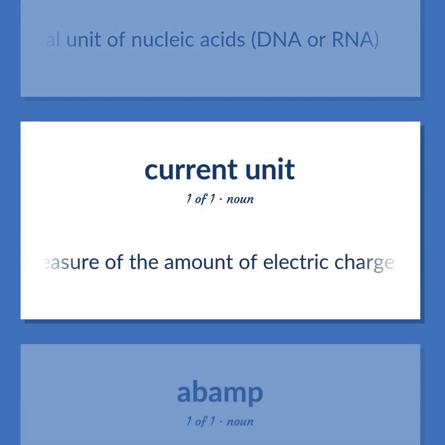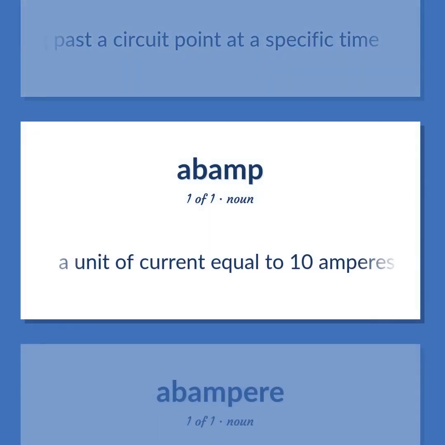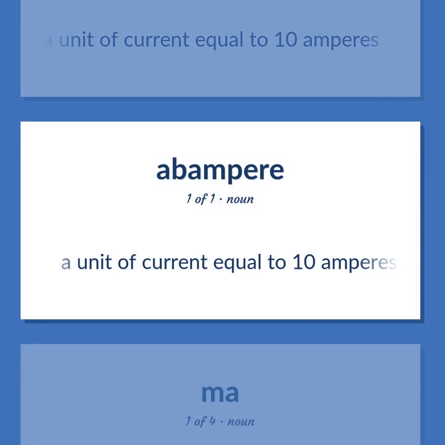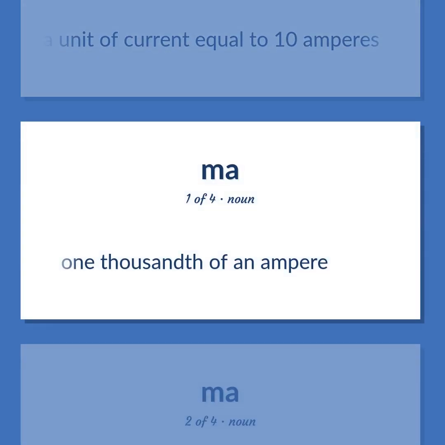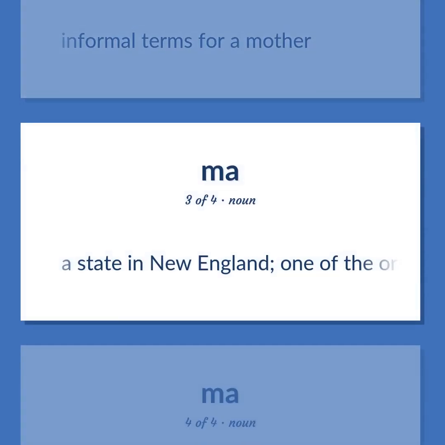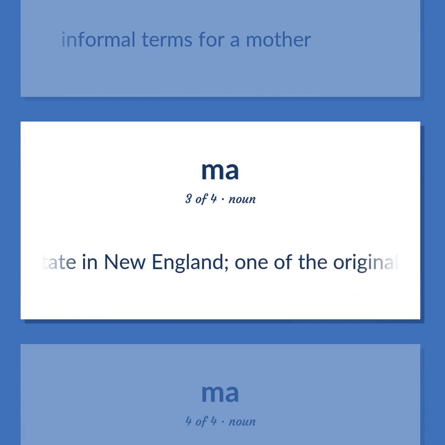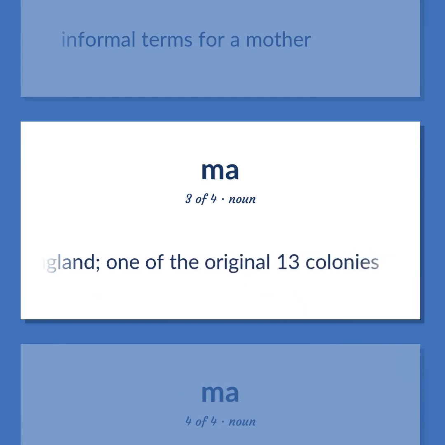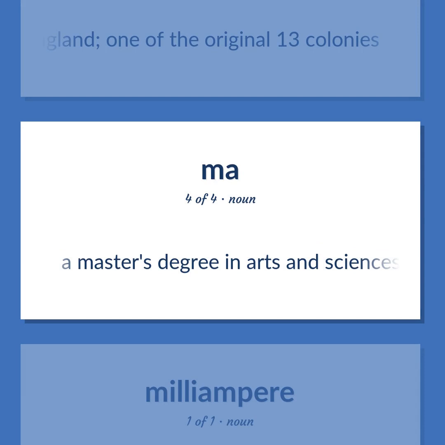A measure of the amount of electric charge flowing past a circuit point at a specific time. A unit of current equal to 10 amperes. 1/1000th of an ampere. Informal terms for a mother. A state in New England, one of the original 13 colonies. A master's degree in arts and sciences.